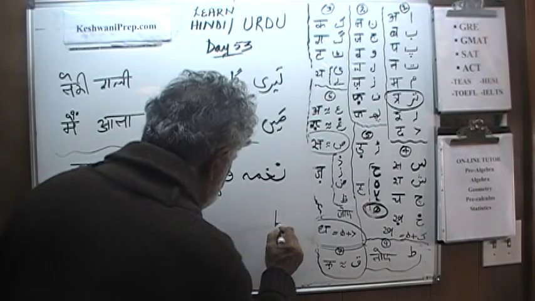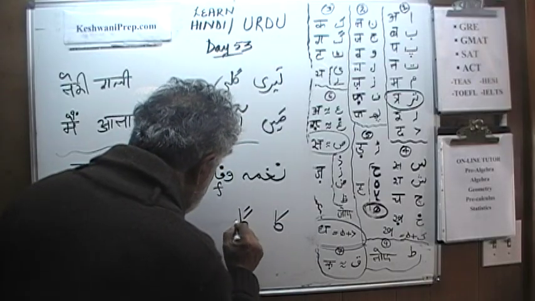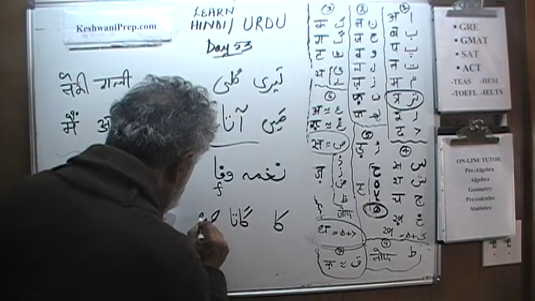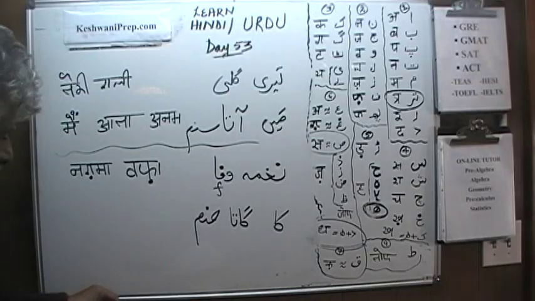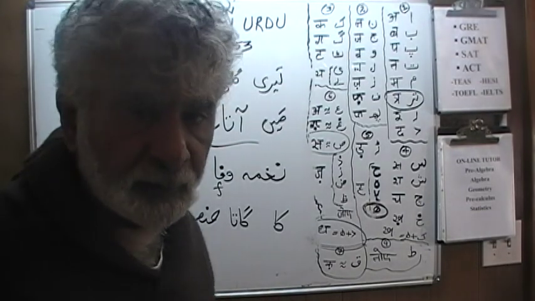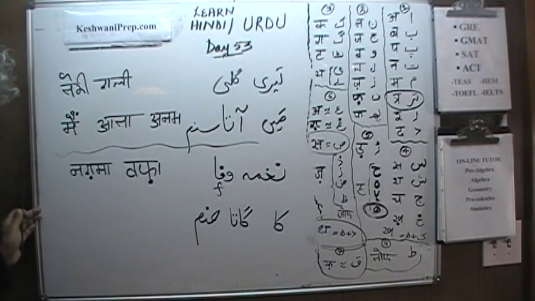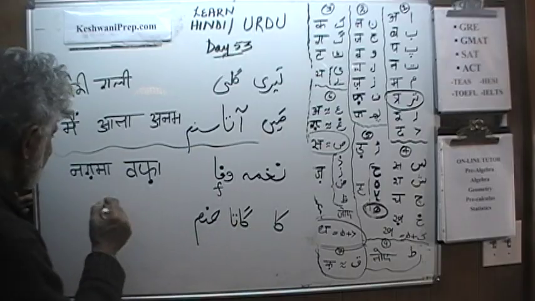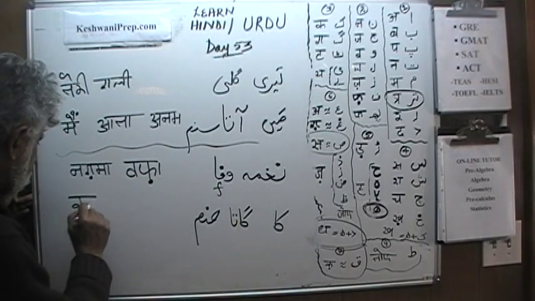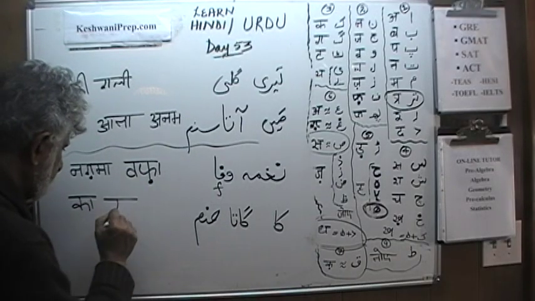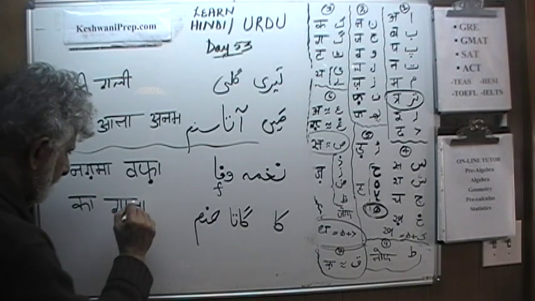Ka, gata, sanam. Sanam we already learned before in yesterday's video and the day before. Sanam just simply means lover, and it's spelled with a swad, not a sin. Nagma, wafa ka, gata, ga, ta, sanam.